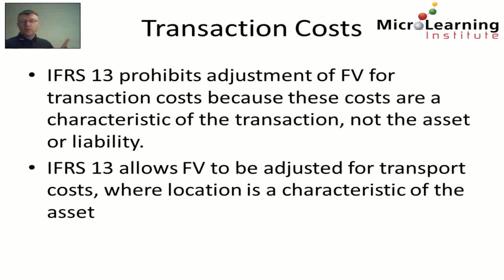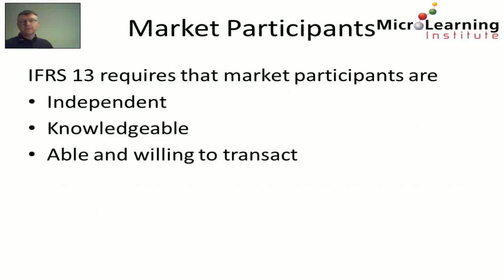IFRS 13 prohibits adjustments of fair value for transaction costs because, it argues, these costs are a characteristic of the transaction and not of the asset or liability. IFRS 13 allows fair value to be adjusted for transport cost, particularly where location is a characteristic of the asset. IFRS 13 requires that market participants are independent, that they are knowledgeable, and that they are able and willing to transact.